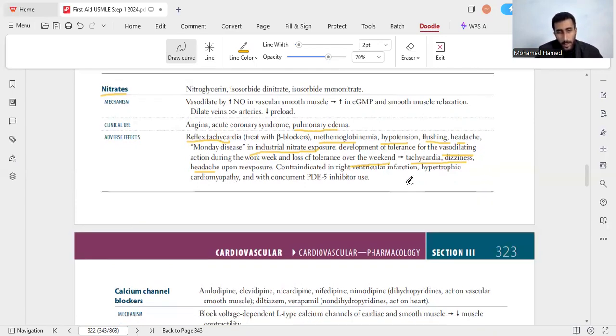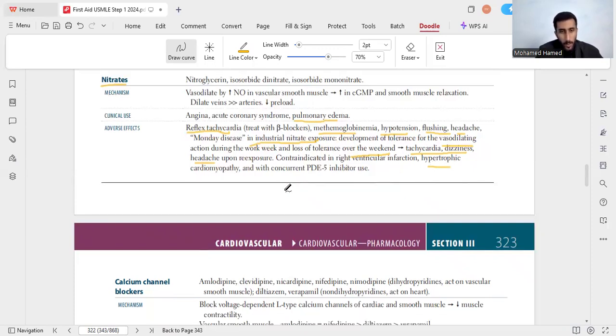Also you have to know that nitrates are contraindicated in right ventricular infarction, and on the contrary, in right ventricular infarction we may even give fluids. In right ventricular infarction you have to give preload, not decrease preload, to stress the right side of the heart to work. If you give nitrates in right heart failure, it is very dangerous. As I've just said, on the contrary, you may even give fluids, not nitrates. Also, hypertrophic cardiomyopathy: it is contraindicated to give nitrates in that, very, very high yield.